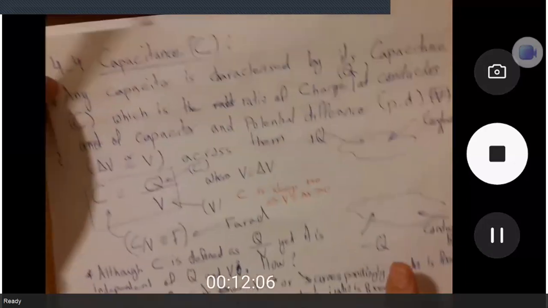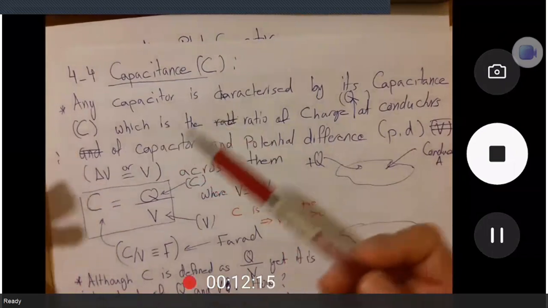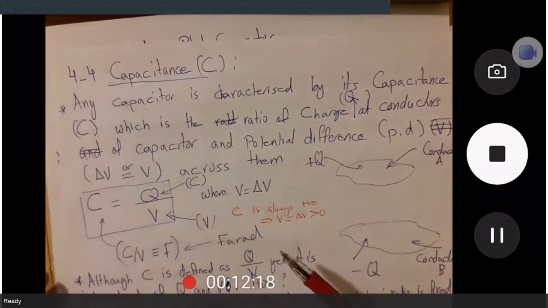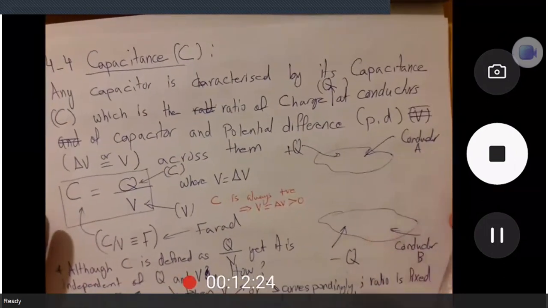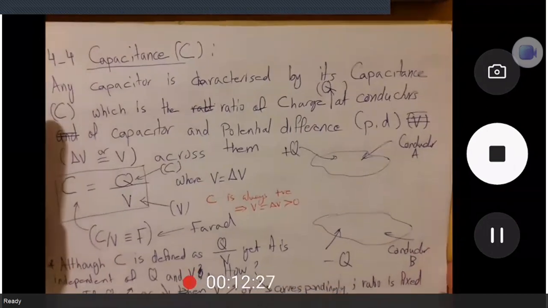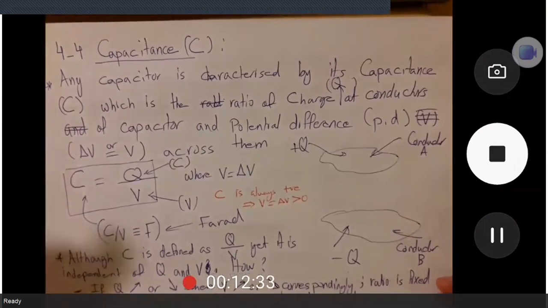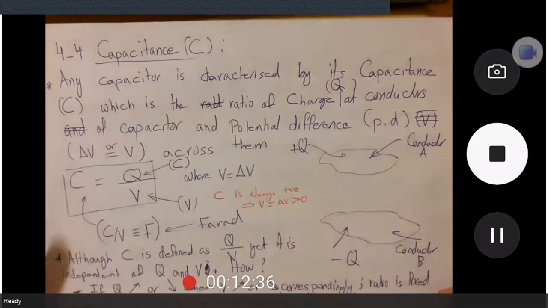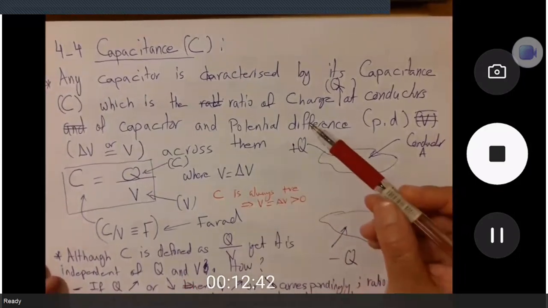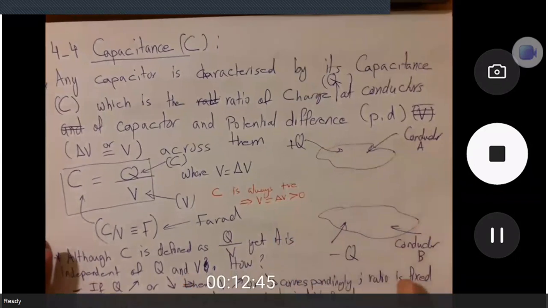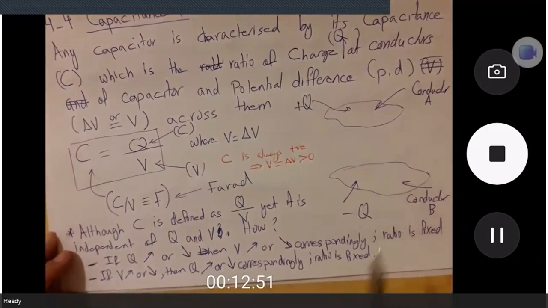We said any capacitor is characterized by its C. If I charge it by Q1, Q2, Q3, the C does not change. When you are building up a circuit and you need a capacitor, you go to the electronic shop and ask for a capacitor of so and so farad. This is its characteristic. However much you charge it, and whatever the potential difference across it, the C is what is constant, the characteristic of the capacitor.